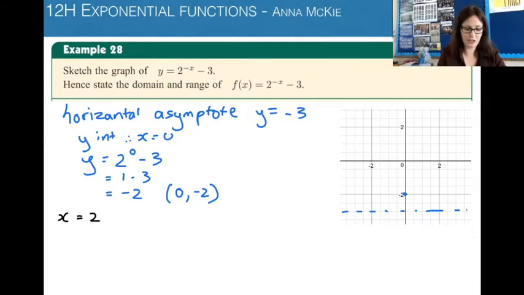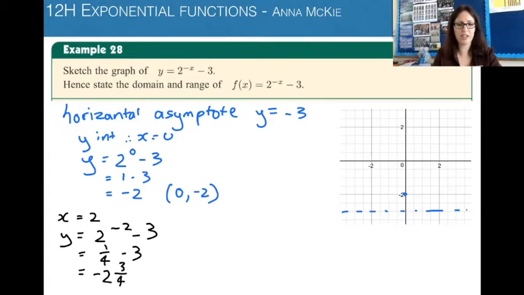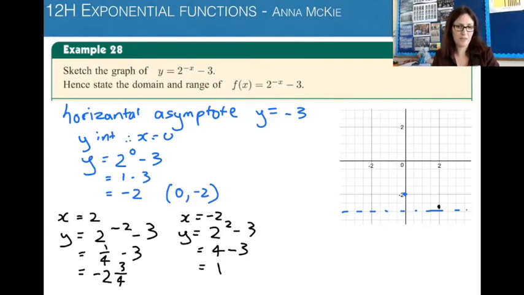For x is equal to 2, we get our final answer there. I will write it as a mixed number this time around. We usually use improper fractions. So it's -2 3/4 on the y, and that's when x is 2. So I might put a dot there. And when x is equal to -2, the result is 1. And so that point at x = -2, y is +1. And so you've got a rough idea of how that graph's going to look now. So you connect the dots.